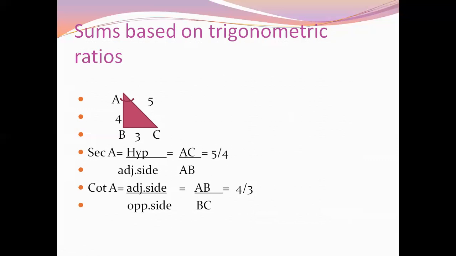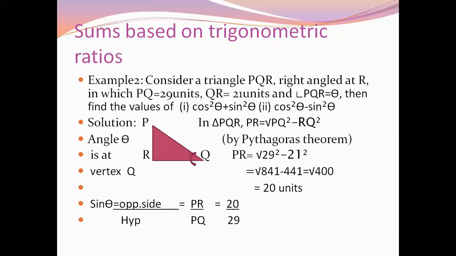Let us see another example sum. Consider a triangle PQR, right angled at R, in which PQ is equal to 29 units, QR is equal to 21 units, and angle PQR is equal to theta. Here, the right angle is at R. PQR is a triangle, and the angle is at Q. That means here it is given angle PQR is equal to theta.